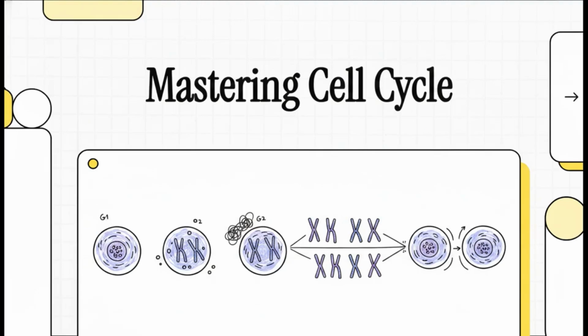All right, think about this for a second. Every single day, millions upon millions of cells in your body are dividing. They're repairing injuries, replacing old tissue, and literally keeping you alive. But here's the big question. How do they do it so perfectly? Well, in this explainer, our goal is to uncover the exact step-by-step mechanisms of the cell cycle and mitosis.